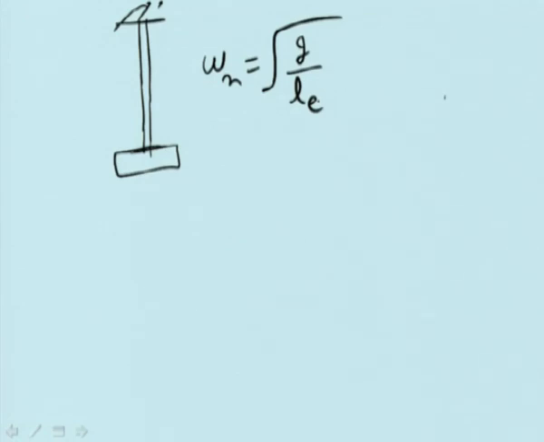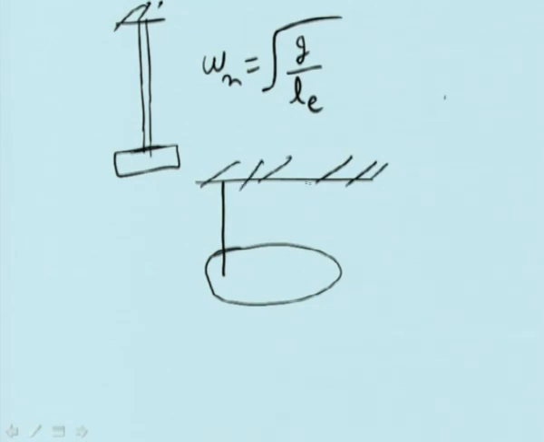The equivalent length is equal to the distance from the fixed point O to the center of percussion, and this we have discussed. Then we did simple problems, like the bifilar suspension. Here there is a disc which is suspended by two strings like this, and then it is given some twisting. That type of motion we have studied.